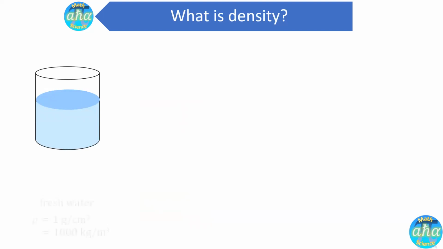So what are the common values of density? We all know that fresh water has a density of exactly 1 gram per centimeter cubed, or 1,000 kilograms per meter cubed. And 1,000 kilograms is also a ton. So in other words, in a cube of 1 meter on each side, the mass of the water contained is exactly 1 ton, or 1,000 kilograms.